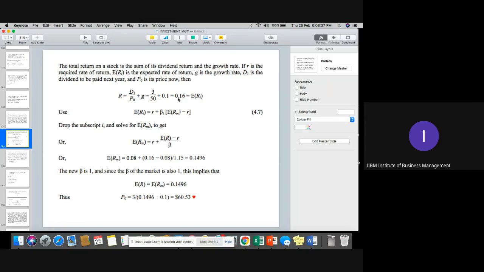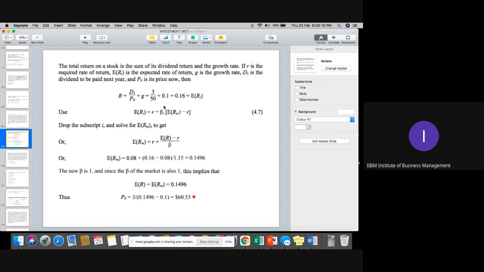Is the first part clear? How it is 16%? Is this first part clear? How the 16% came? Yes, sir, clear.